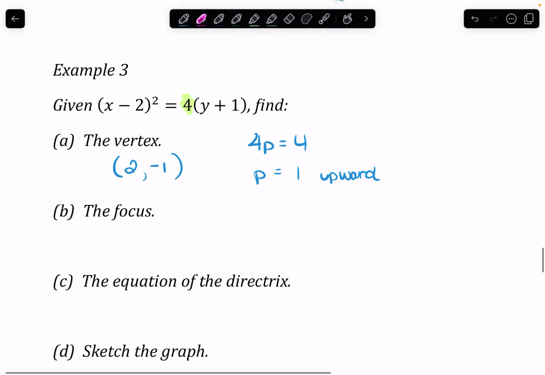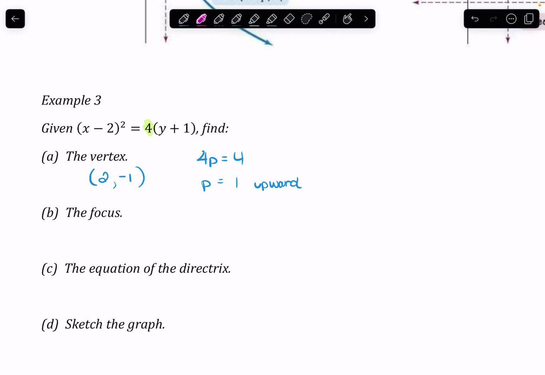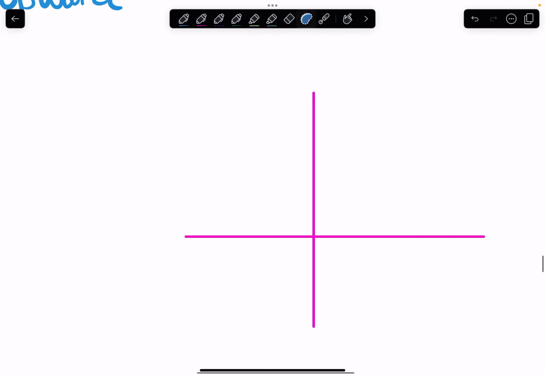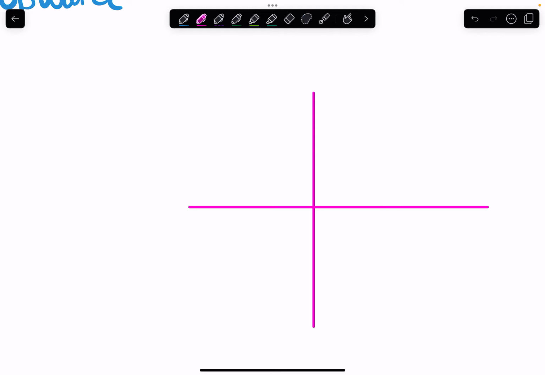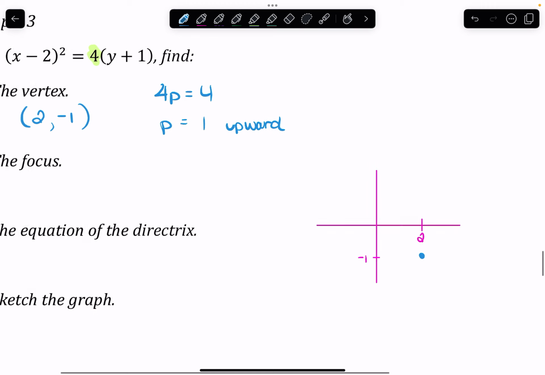So we are asked to sketch a graph. I like to kind of do it all together because to me it just works a little bit better in my head to have a visual to look at. So I want to go ahead and mark my vertex of 2, negative 1. Actually, I'll scoochie this up a little bit. So 2. That's crooked. Negative 1.